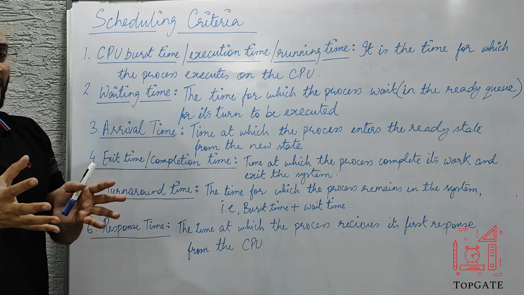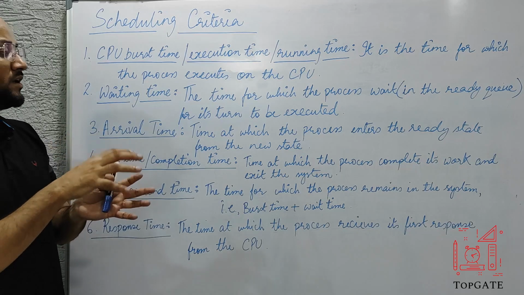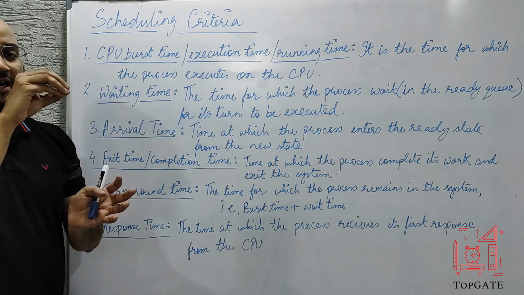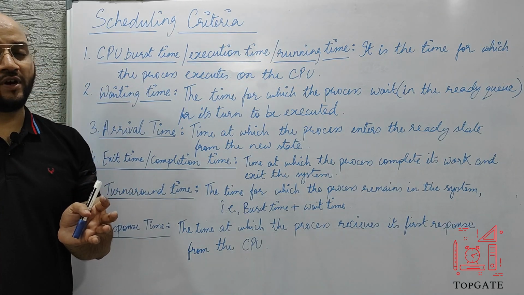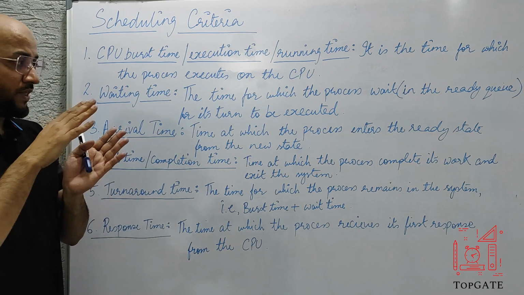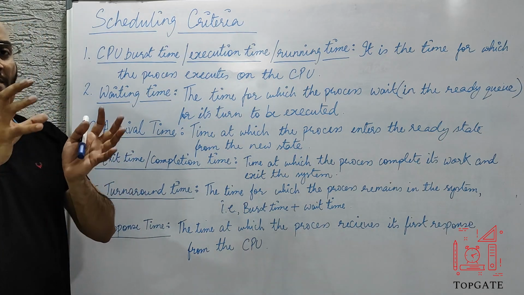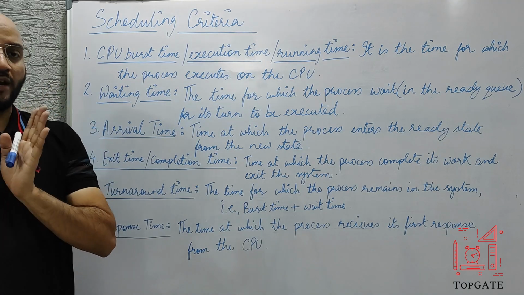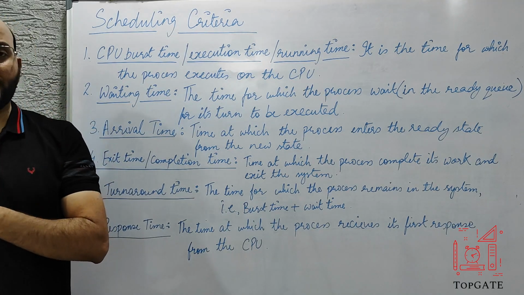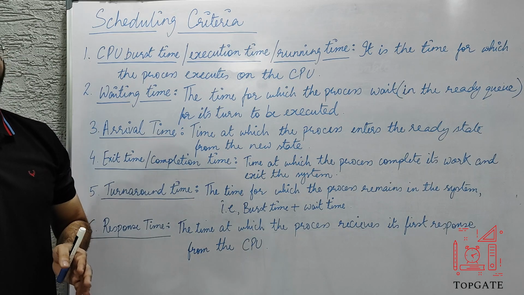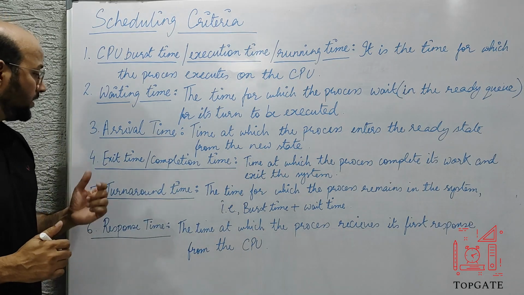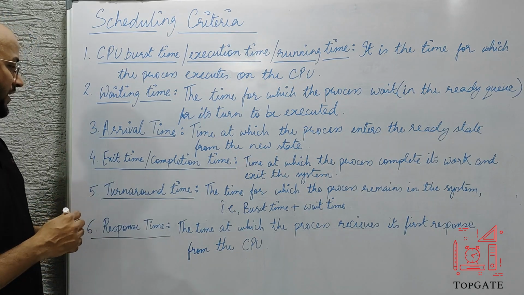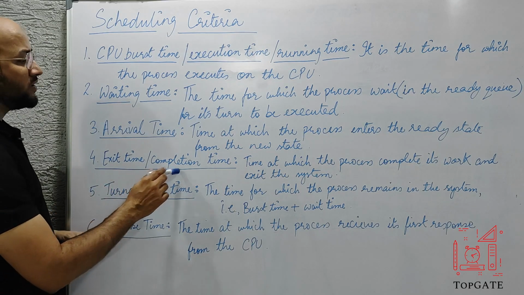Now at this time, the long-term scheduler picks that process from the new state and sends it to the ready state. Fine. So the arrival time is the time at which the process is migrating from the new state to the ready state. As soon as it reaches the ready state, that time is called the arrival time. Clear? Fourth criteria. The fourth criteria is the exit time or the completion time.